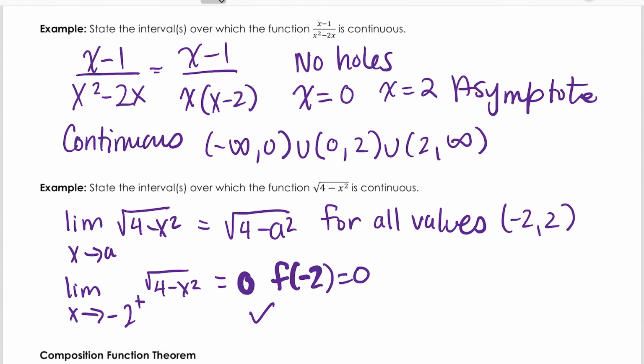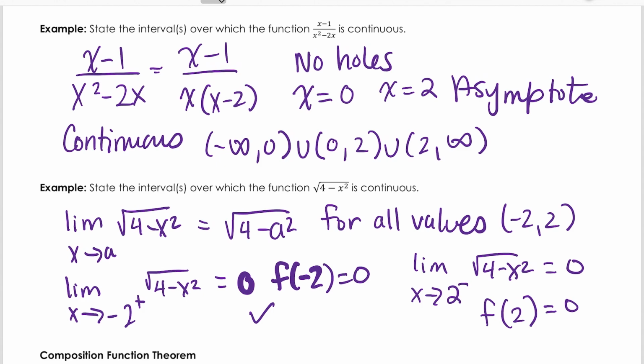Now, if we check the other endpoint, the limit as x approaches 2 from the left of the square root of 4 minus x squared is equal to 0. And if I check the value of the function, I get 0. So that works. So we can say that this is continuous on all intervals between -2 and 2, including -2 and 2. So we can say it's on a closed interval.